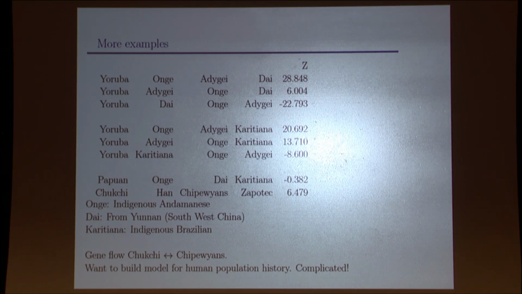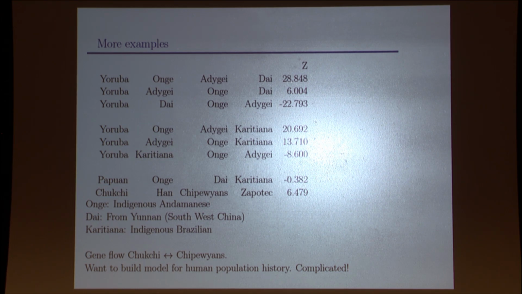So, okay, let's see if we take any one of these examples. Let's take the Yoruba, Adyghe, Ongi, Dai. Okay. So that's 6 sigma, doesn't fit a tree model. So there's got to be gene flow between some of these populations. Plus means that there's gene flow between either the first and third or the second and fourth population, right? And minus means gene flow, you can guess, between the first and fourth or the second and third population, right?